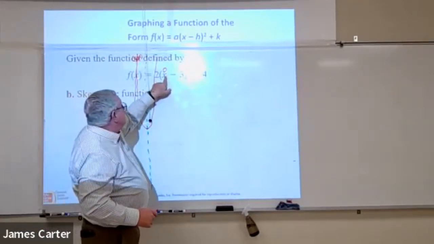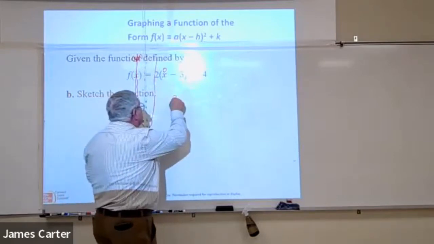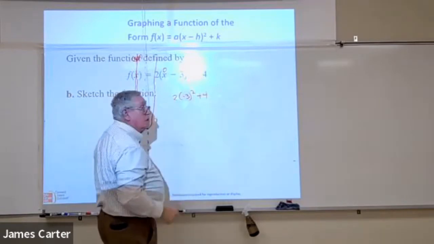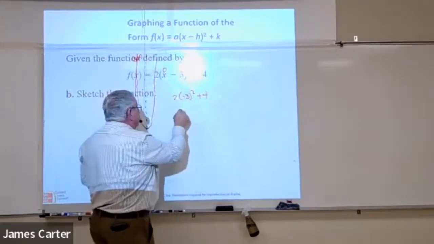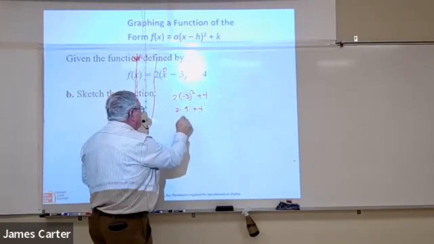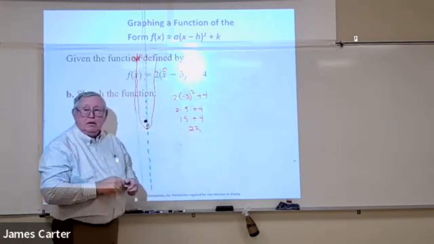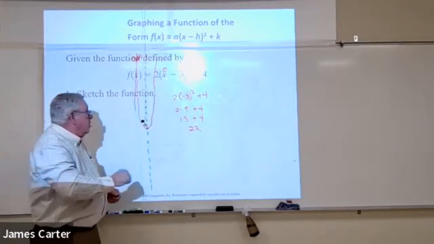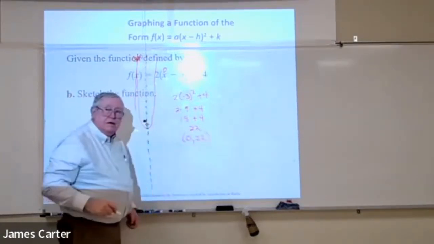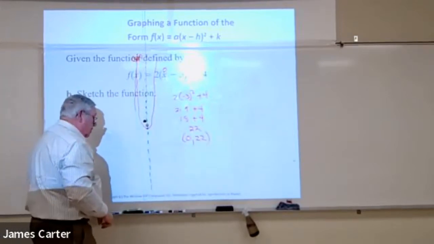So I replace this x with 0. That means that I've got 2 times -3 squared plus 4. That gives me 2 times 9 plus 4, which gives me 18 plus 4, which gives me 22. Okay, so the y-intercept then is 0, 22. Because intercepts are always points.